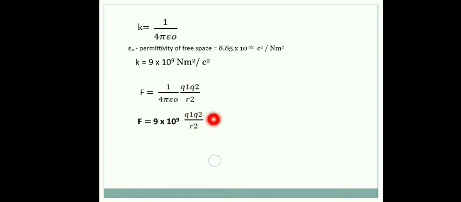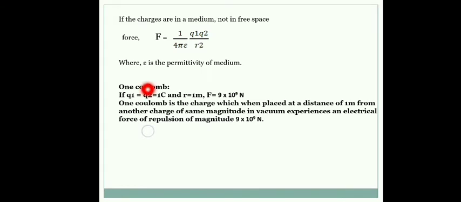So what is 1 coulomb? When the charge is equal to 1 coulomb and when the distance is equal to 1 meter, the force exerted between two charges is equal to 9 into 10 raised to 9 Newton. So how will you define 1 coulomb? 1 coulomb is the charge which when placed at a distance of 1 meter from another charge of same magnitude, means 1 coulomb itself, in vacuum experiences an electrical force of repulsion of magnitude 9 into 10 raised to 9 Newton.